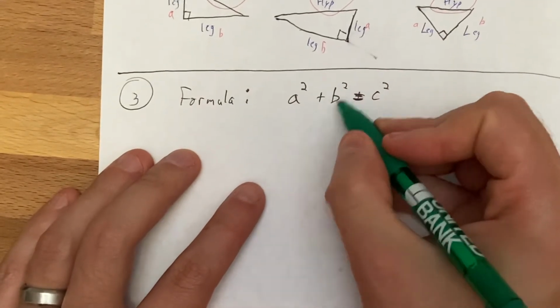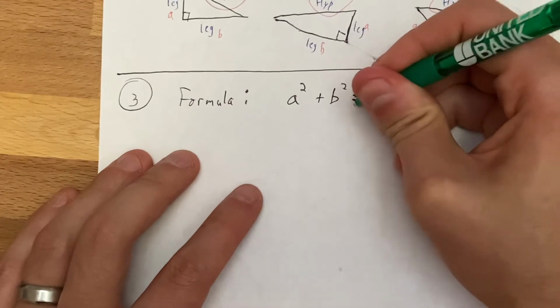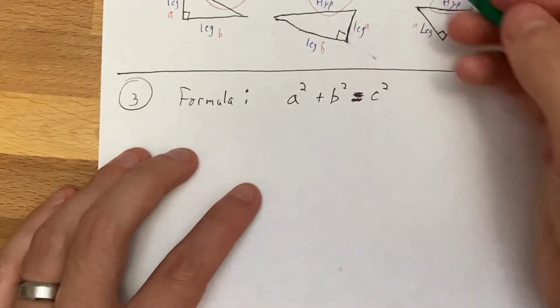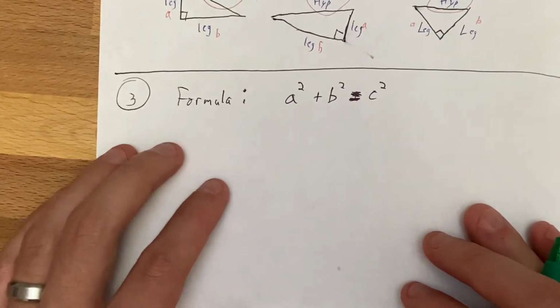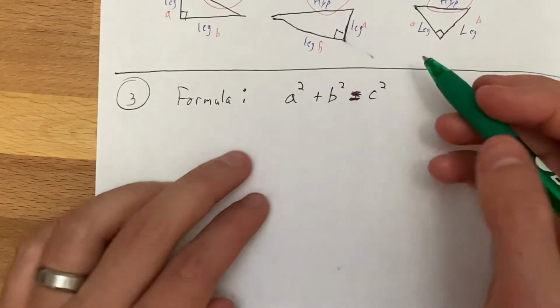So a squared plus b squared equals c squared. This is the most stereotypical formula that everyone seems to remember from high school. It's like, do you remember anything from high school? A squared plus b squared equals c squared? Yeah. It's a very popular formula.